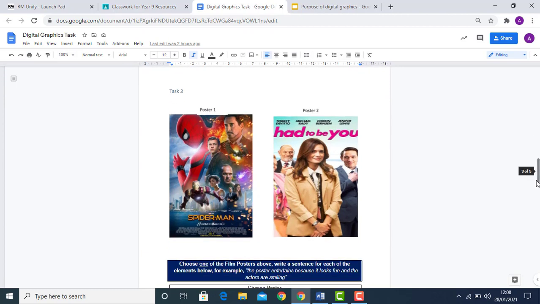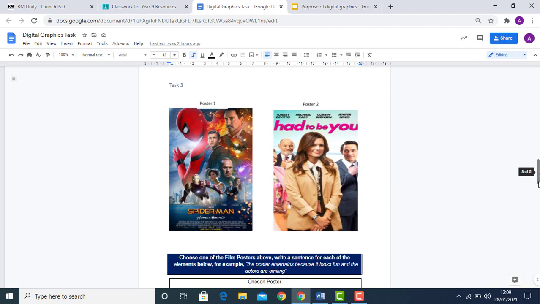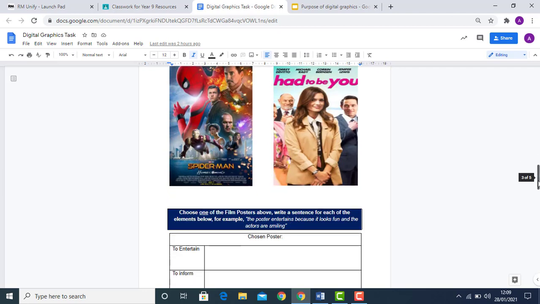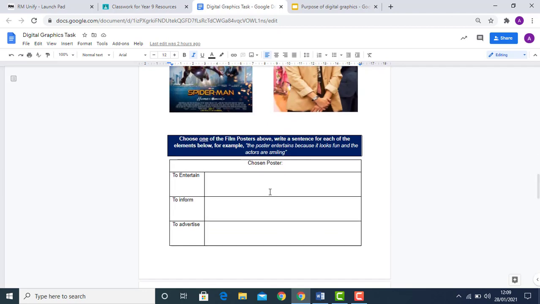Right, we're now going to move on to task 3. I would like you to have a look at the 2 posters that have been presented to you. Choose one of the film posters above and write a sentence for each of the elements below. For example, the poster entertains because it looks fun and the actors are smiling. So pick one poster and complete this table below.